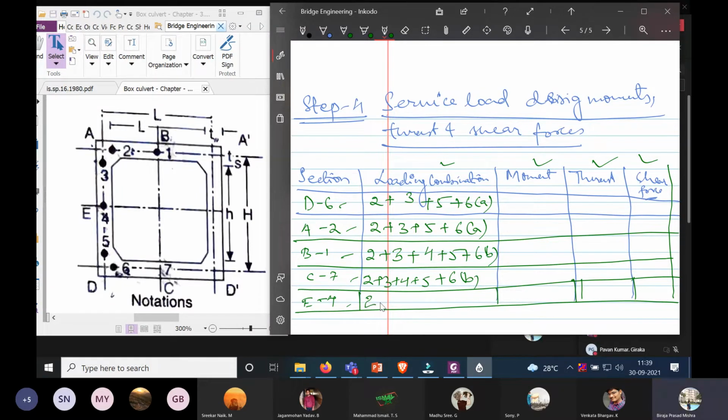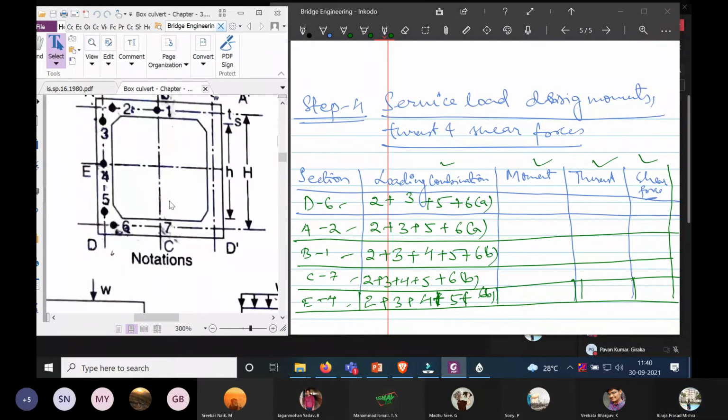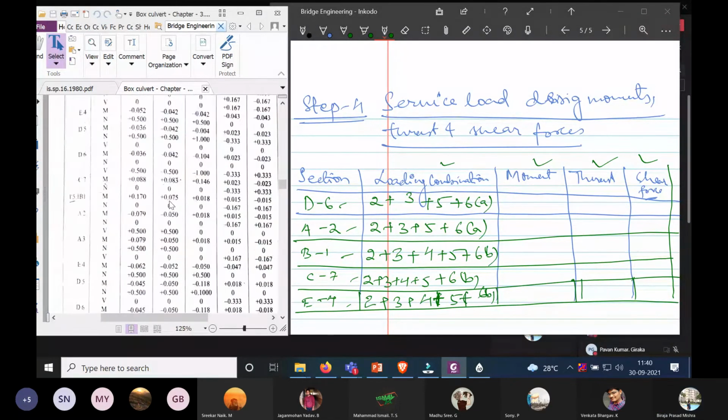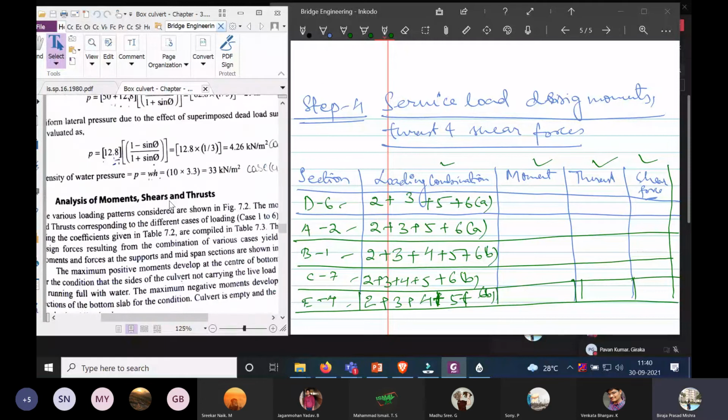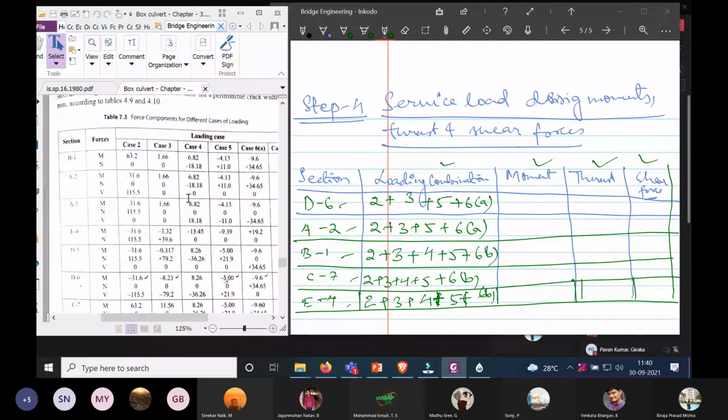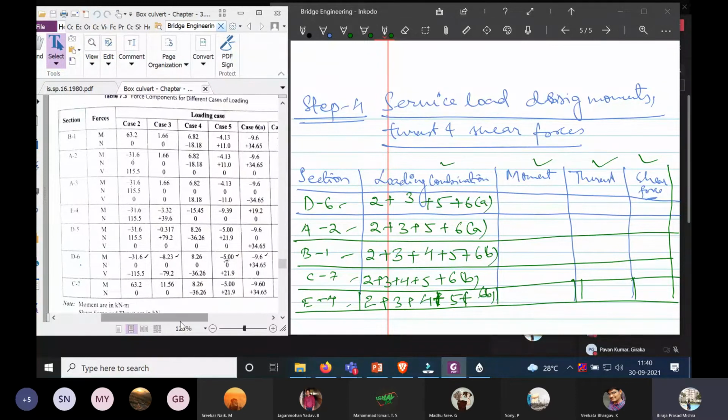Okay, all in all these sections. Please remember that in order to get the maximum moments and shear forces, you add all these moments. So if you add all the moments, here we have calculated this one. Okay, so the different cases are here.